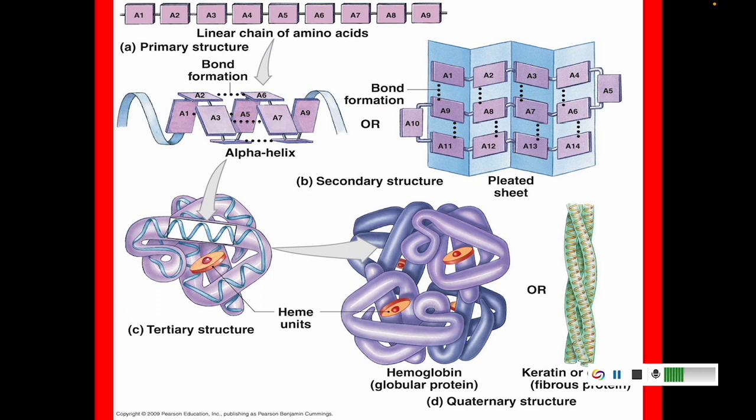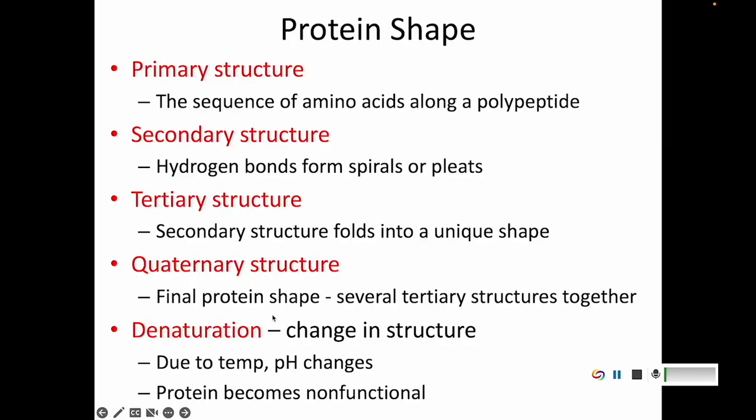It won't have an active group. It won't be able to bind to what it needs to bind to or do what it needs to do. So when a protein is denatured, it's non-functional. When you lose your structure, you lose your function. So protein structure gives it its function. You lose a structure, you lose the function. An unfolded protein is not functional.